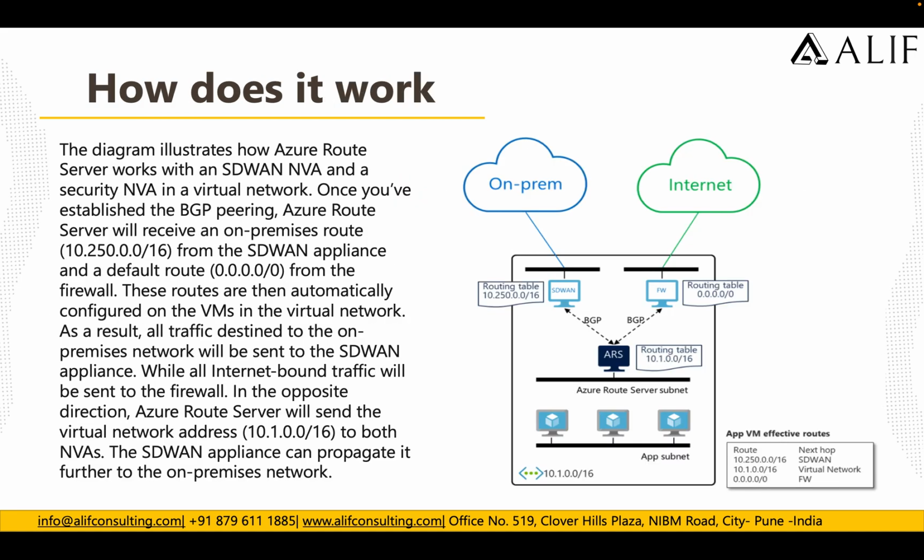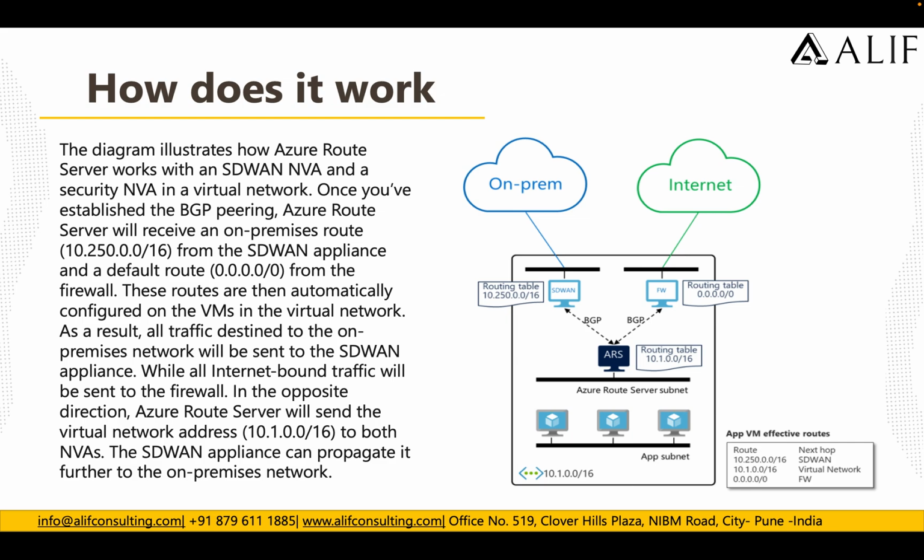How does it work? In the diagram, you can see Azure Route Server working with an SD-WAN NVA and a security NVA in a virtual network. Once you have established the BGP pairing, Azure Route Server receives an on-premises route from the SD-WAN appliance and the default route from the firewall, right? And the routes are then automatically configured on the VMs in the virtual network.